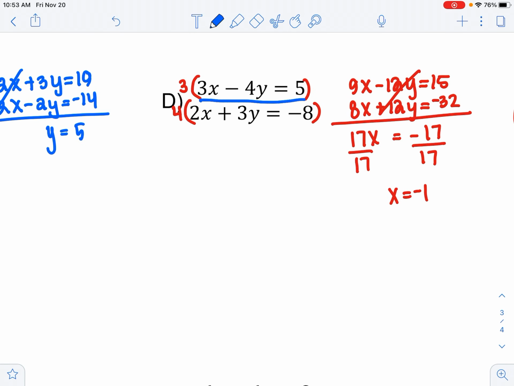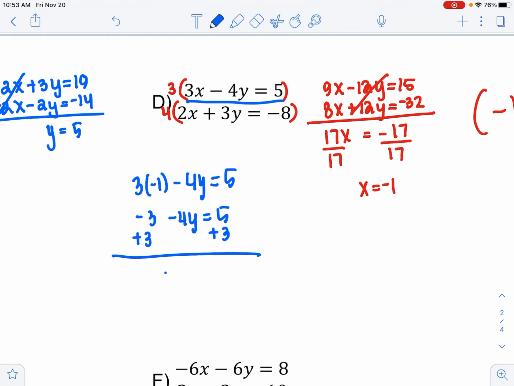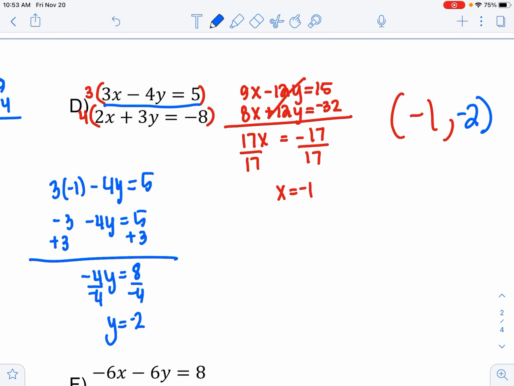Now I just need my y value. It doesn't matter which y value or which equation I use. I'm going to use the first one because they look pretty much the same to me as far as difficulty level goes. So I'm going to do 3 times x, which I already got as -1, minus 4y equals 5. So that's -3 minus 4y equals 5. I'm going to add 3 to both sides. -4y equals 8. And then divide by -4, I get y equals -2.